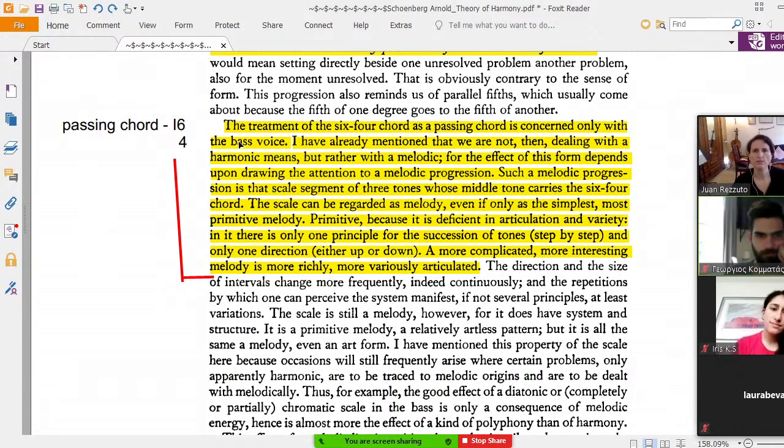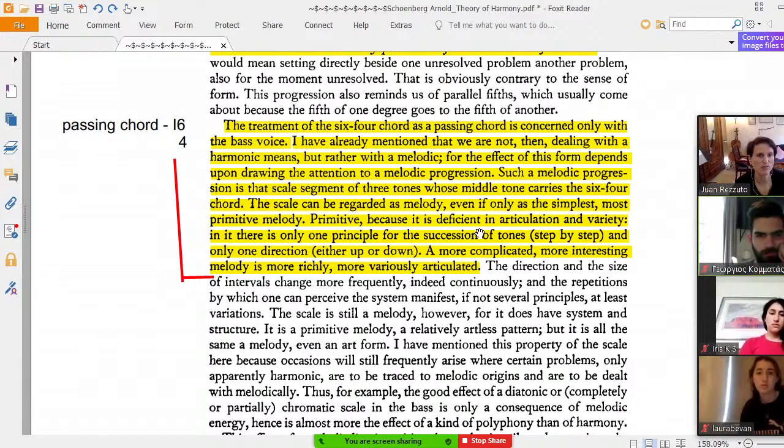Passing chord, 1-6-4. The treatment of the 6-4 chord as a passing chord is concerned only with the bass voice. I have already mentioned that we are not then dealing with a harmonic means, but rather with a melodic one. So now voice leading should be the most important thing. For the effect of this form depends upon drawing the attention to a melodic progression. Such a melodic progression is that scale segment of three tones with the middle tone characteristic for the chord. Scale can be regarded as melody, even if only as the simplest, most primitive melody.